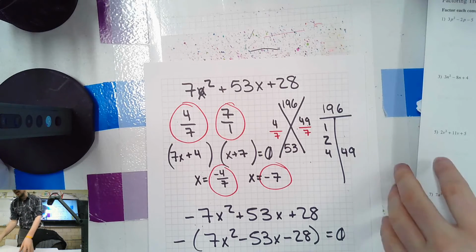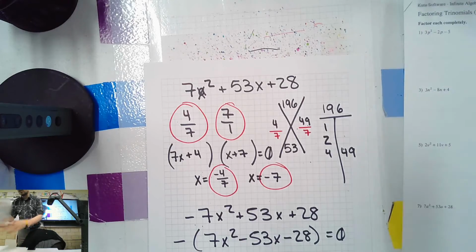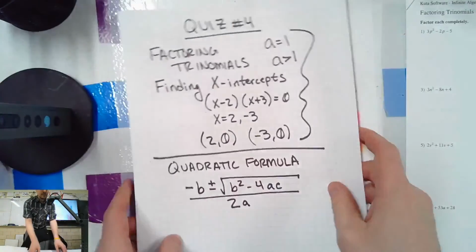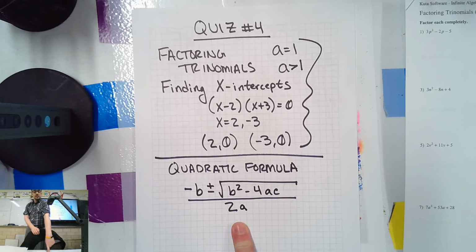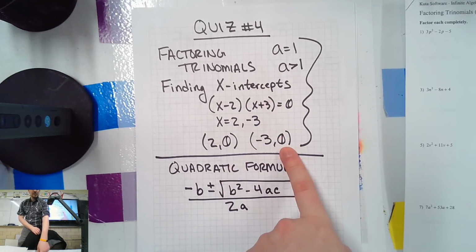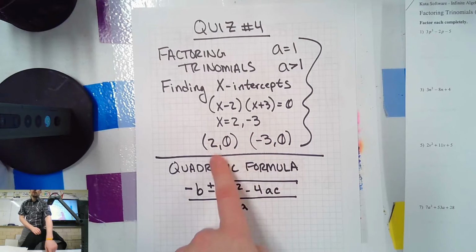The quiz, again, is literally just going to be this. You will need to know how to simplify roots, right, because of this. You will find x-intercepts and write them in intercept form, right, as coordinates.